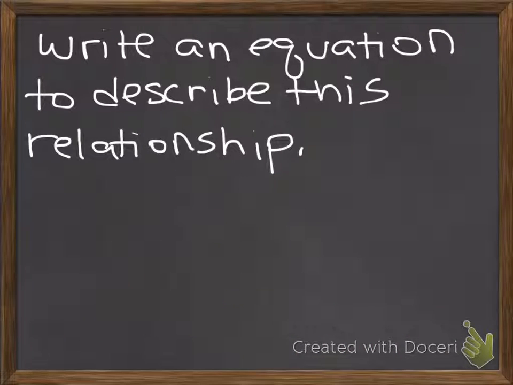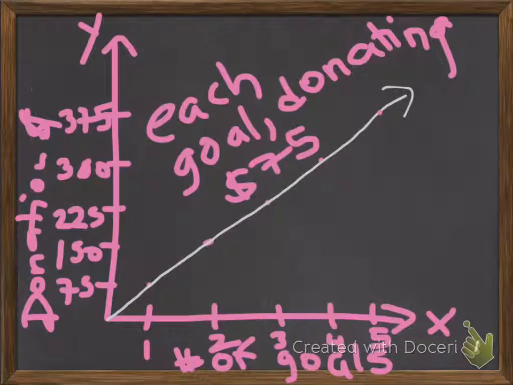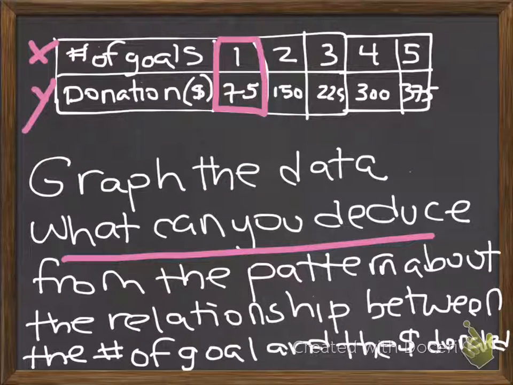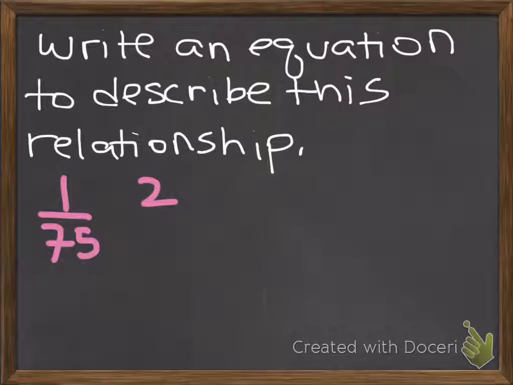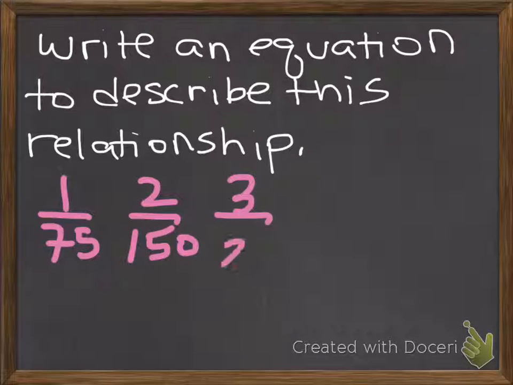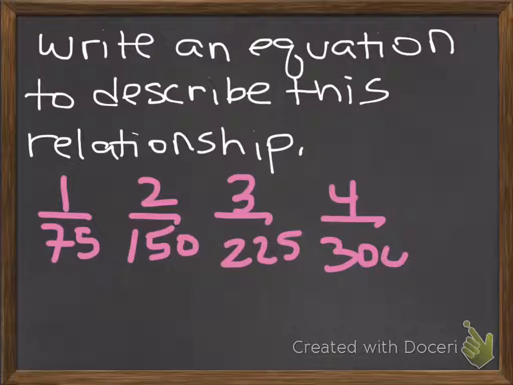Now we're going to use the same table and write an equation to describe the relationship. So we need to figure out whether the relationship is proportional or not proportional. So we're going to make a ratio of each x over y. So we have 1 over 75, 2 over 150, 3 over 225, 4 over 300, and 5 over 375.